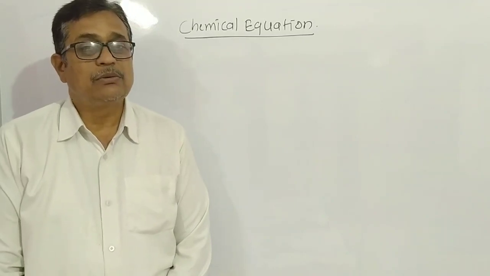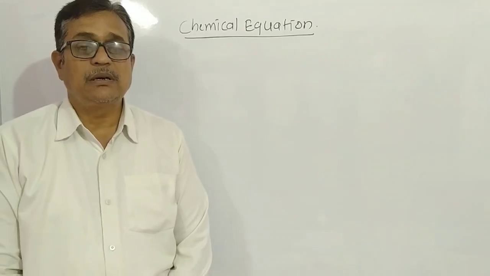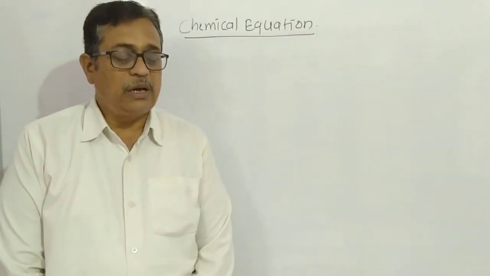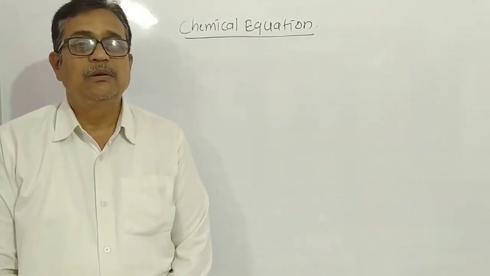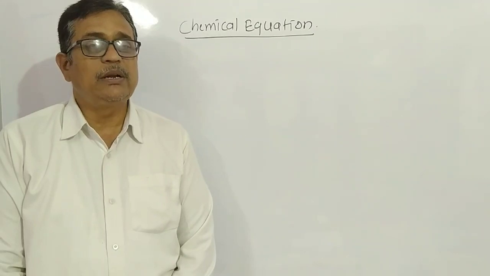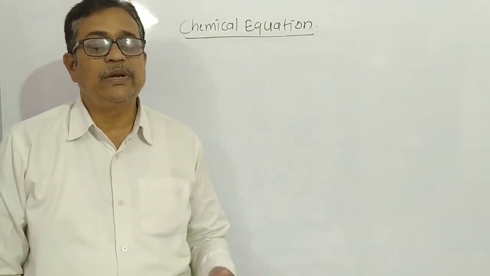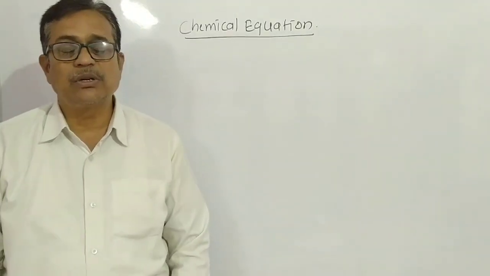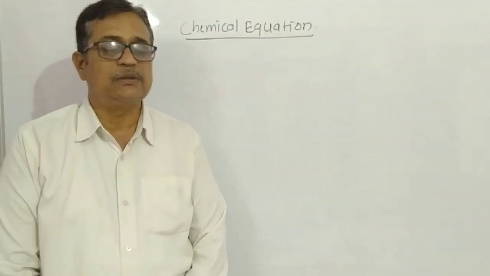From the last video, yesterday, we started a chapter, chemical reactions and equations. In the last video, we studied what a chemical reaction is. A chemical reaction takes place when a chemical change occurs, and the change that occurs during a chemical reaction is a permanent change, and it is called a chemical change.